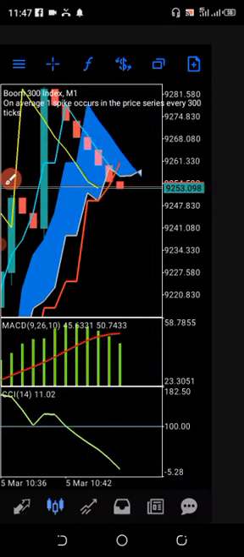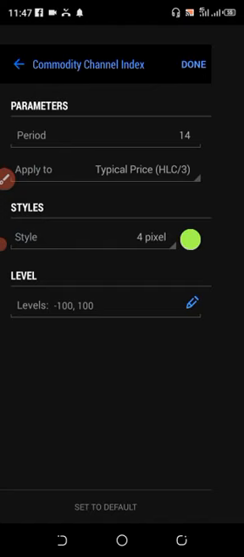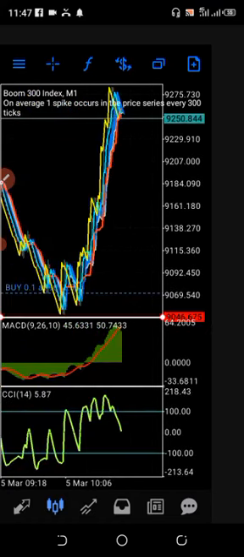Okay, the last one, CCI, commodity channel index. This one gives you the signal that the market is high and needs to drop. It doesn't matter how long it takes, but it must drop because it is on a high trend now. It must drop, you need to go down. So it shows you the strength of the market, telling you the market is dropping.